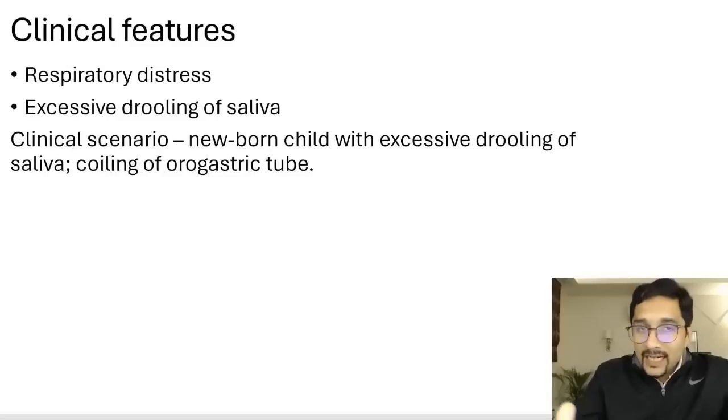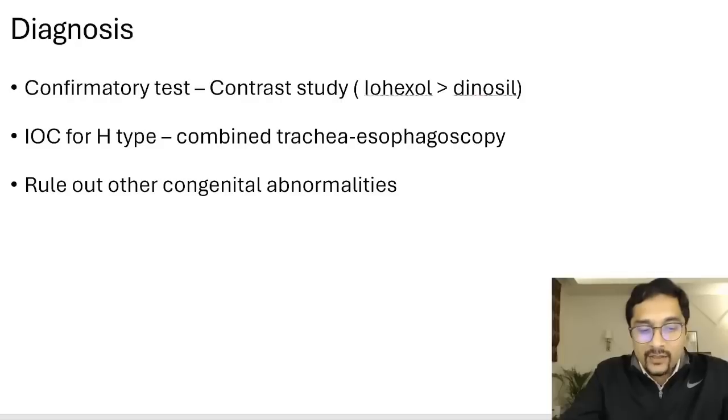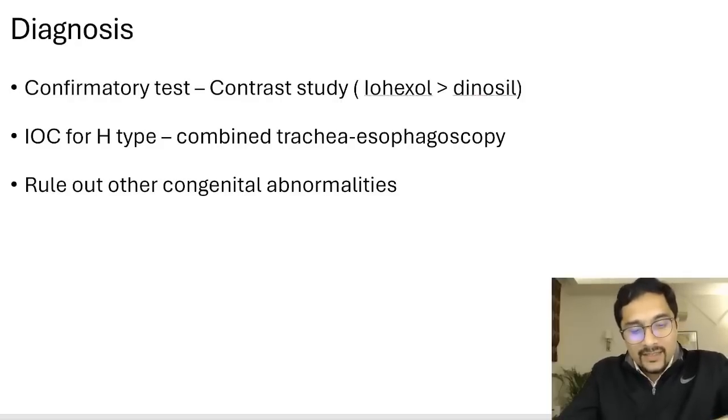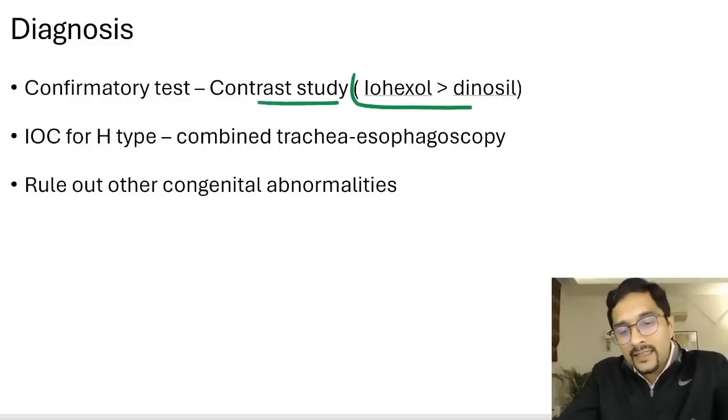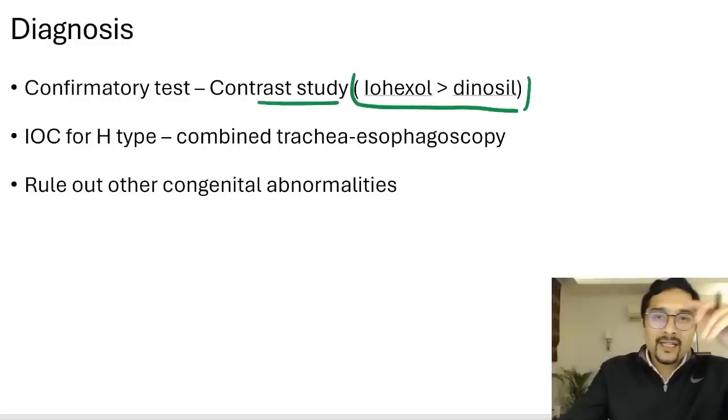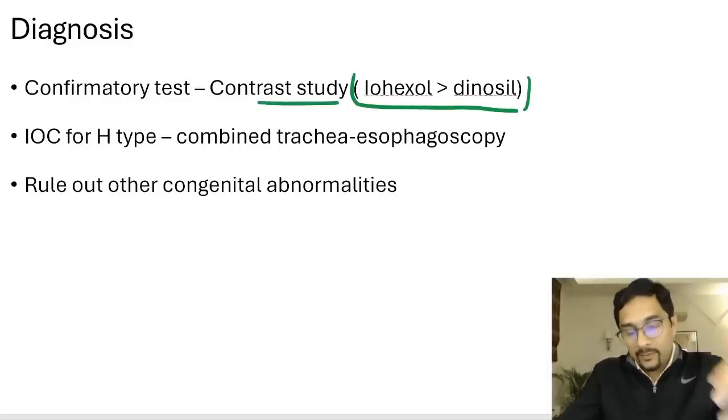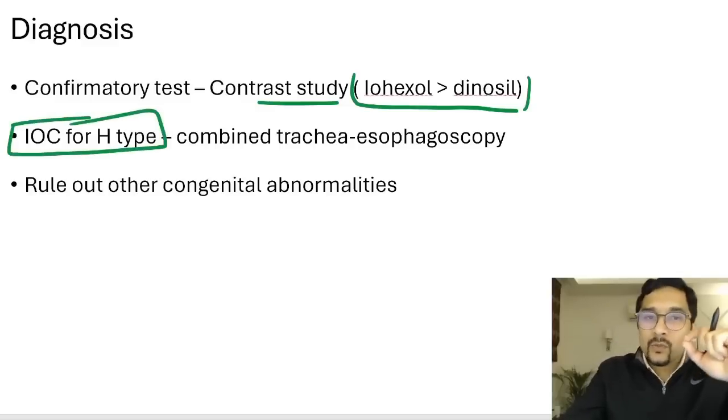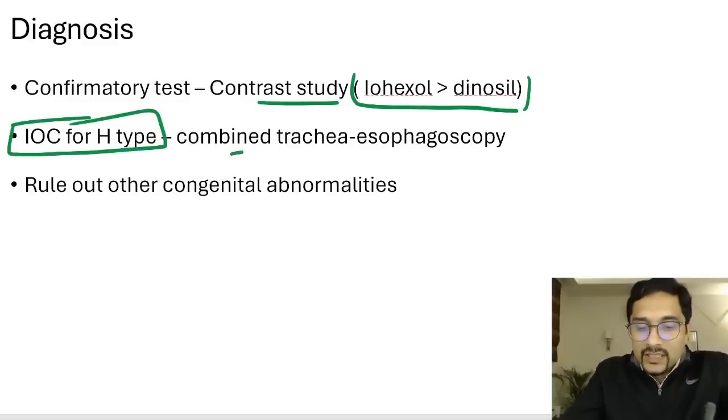Now, the child is going to come with respiratory distress and excessive drooling of saliva, which I had mentioned in the clinical scenario. The confirmatory test here is a contrast study, where iohexol is better than dinosil. A contrast study will delineate the anatomy of the fistula. For H type, and this was asked once in the exam, it is combined tracheoesophagoscopy.